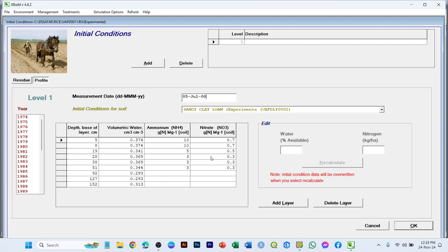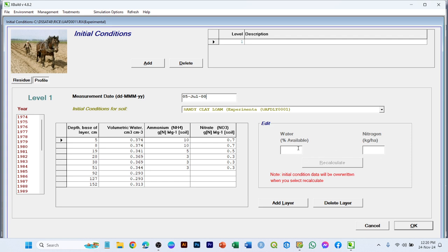So it is strongly suggested to have the soil data, weather data, and crop data in an accurate form, so that the forecast or the simulation will be more accurate. Got my point? So next we have to go to the water percentage available, nitrogen percentage, kg per hectare available. So it can be different one.